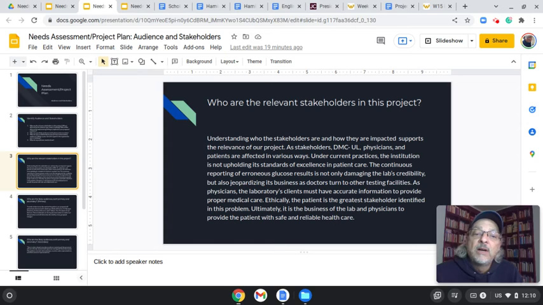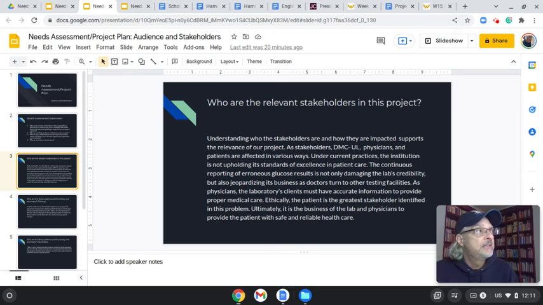But I digress. All right, so understanding who the stakeholders are and how they are impacted supports the success of our project. As stakeholders, DMC-UL physicians and patients are affected in various ways. Under current practices, the institution is not upholding its standards of excellence in patient care. The continuous reporting of erroneous glucose results is not only damaging the lab's credibility, but also jeopardizing its business as doctors turn to other testing facilities. As physicians, the laboratory's clients must have accurate information to provide proper medical care. Ethically, the patient is the greatest stakeholder identified in this problem. Ultimately, it is the business of the lab and physicians to provide the patient with safe and reliable healthcare.